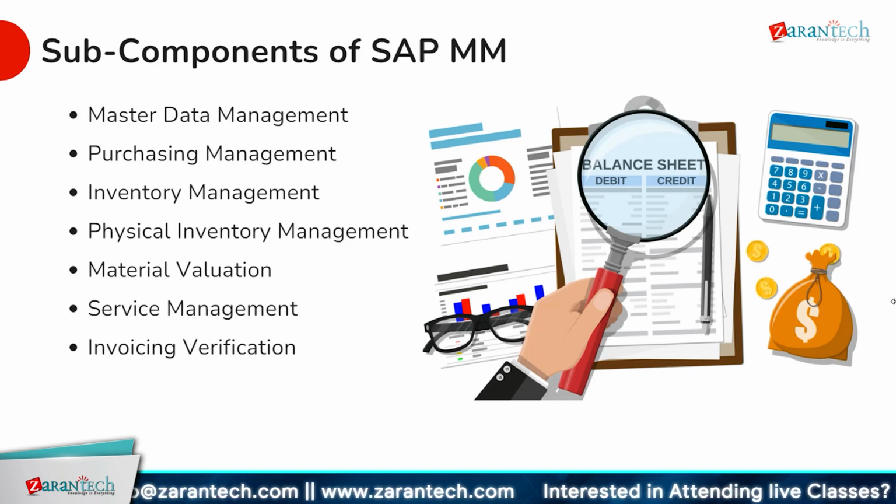Inventory management deals with the management of stock levels, stock movements, and inventory valuation. Physical inventory management enables organizations to conduct physical inventory counts and reconcile stock discrepancies. Material valuation determines the value of material based on different valuation methods such as standard price or moving average price.